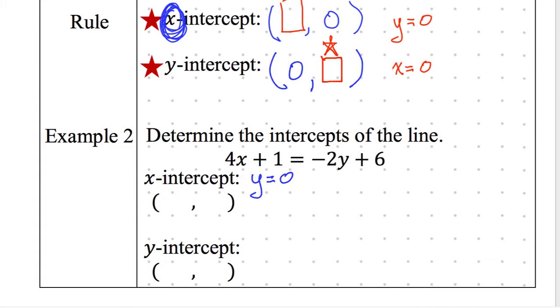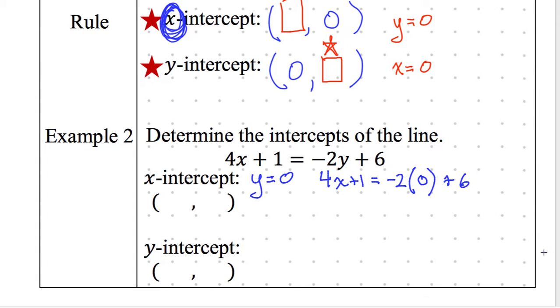So when I set y equals 0, that means that this variable is 0. Let's rewrite this equation. This is now 4x plus 1 is equal to negative 2, but in the place of y, I'm going to substitute, as Jennifer told us, 0 for y. So it's negative 2 times 0, and then I rewrite the rest of this expression, plus 6. Then I'm going to solve for x.